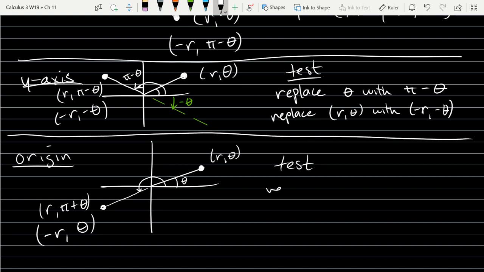So our test, we replace. Let's write the simple test first. Well, they're both kind of simple. So I'll do replace r with negative r. And the other test, replace, oops, don't replace pi, replace theta with pi plus theta.